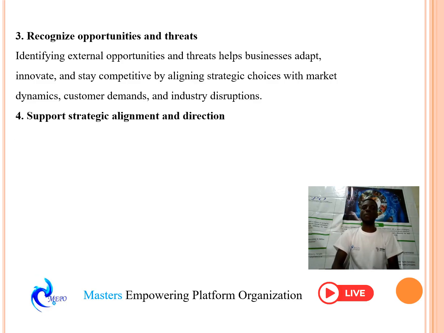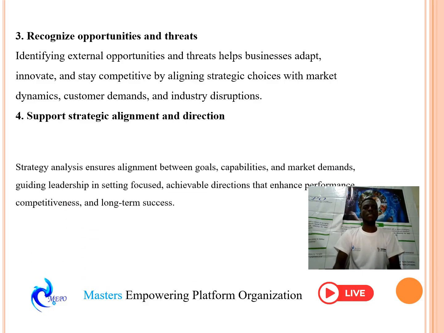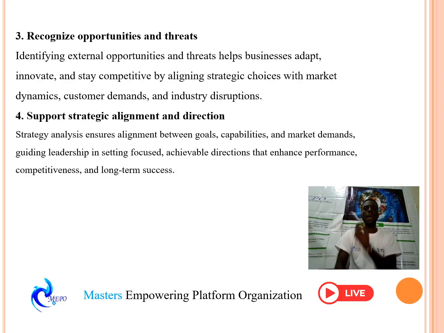The fourth one says we are supposed to support strategic alignment and direction. Which direction are we going? Where are we going when we implement a business? Which direction are we taking? Strategy analysis ensures alignment between goals, capabilities, and market demand. What are we capable of doing? What are the market demands?